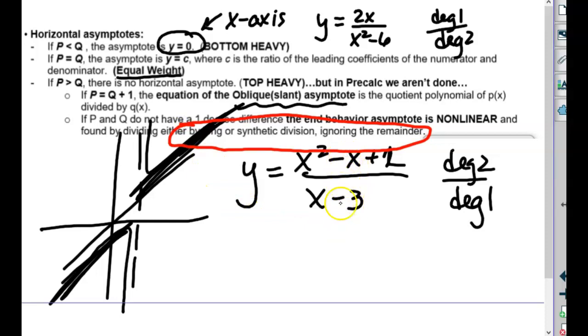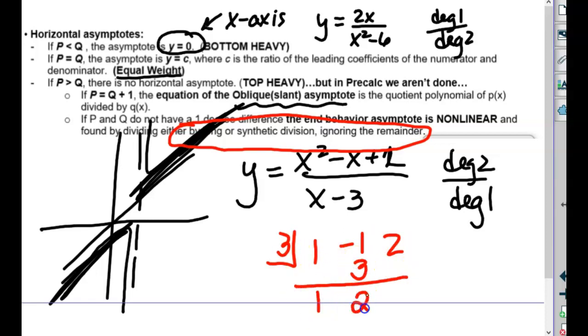Now, could I use synthetic division if I was doing this problem right here? I'm dividing by an x minus 3, so I could do 3, 1, negative 1, 2, bring down the 1, multiply, add, multiply. Good news. What did it say right here? Yep, we just get to scratch that out, and the line it would approach would be y equals x plus 2. Okay, that's going to be our asymptote.